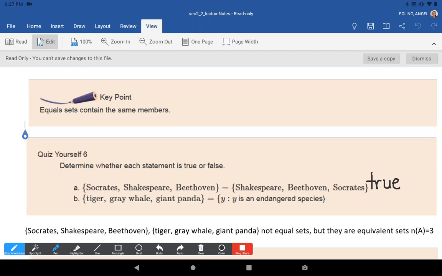In B of Quiz Yourself 6, tigers, gray whales, and giant pandas certainly are in the group Y, such that Y is an endangered species, but there's things on the endangered species list, like every sea turtle, that's not on the list: tigers, gray whales, giant pandas, right? So those two sets are not equal. That's a false statement. In order to say not equal, we would take an equal sign and cross it out.